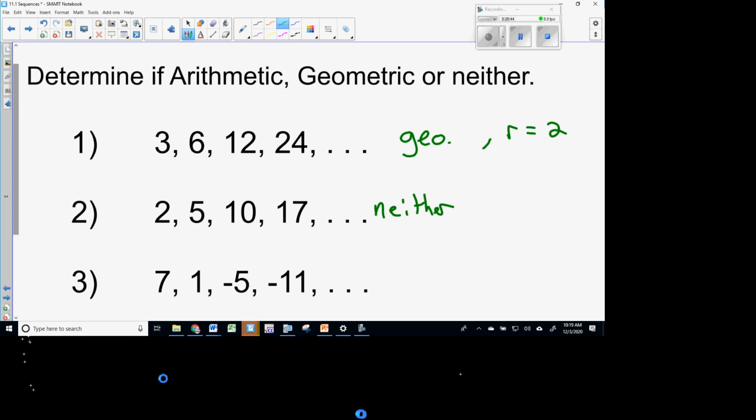And actually, what's the pattern? 3, 5, 7. It's related to the perfect squares: 1, 4, 9, 16. And then what about 7, 1, negative 5, negative 11? Arithmetic. Same thing. And what's the difference?